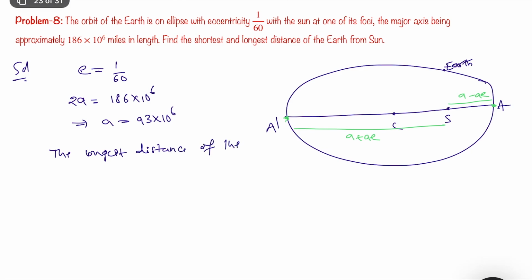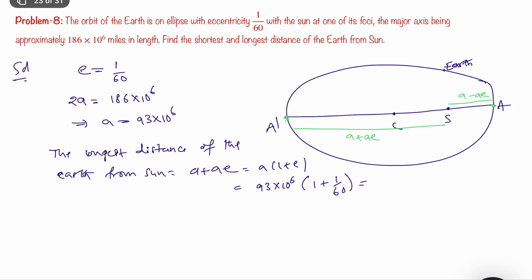of the Earth from Sun equal to A plus AE, that is A times 1 plus E. So A is what? 93 times 10 to the power of 6 times 1 plus 1 by 60. This gets simplified to 9455 times 10 to the power of 4 miles.